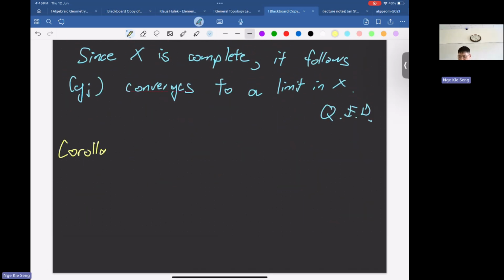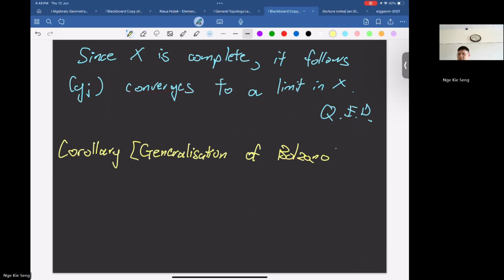So, a corollary. If you hear about a corollary, that means the proof is not too long. This is actually a generalization of what we call Bolzano-Weierstrass. Does anyone recall Bolzano-Weierstrass? Complete implies closed and bounded? Is it? Hi, Larry. Yes, every bounded sequence has a convergent subsequence. Okay, good. So this is a generalization.